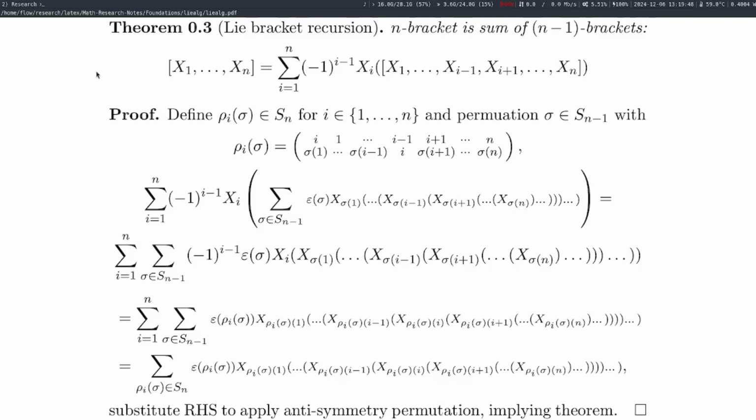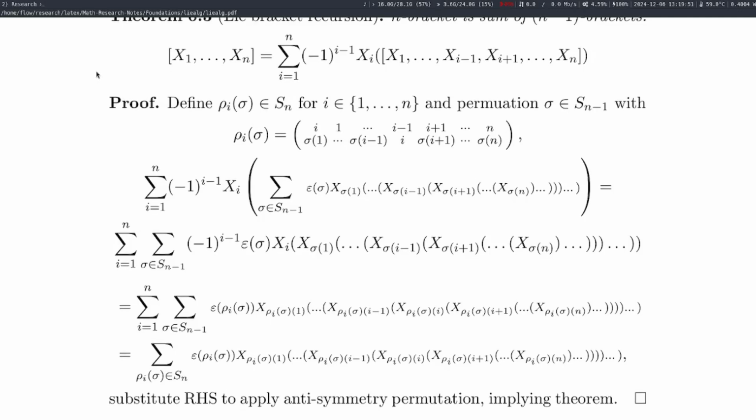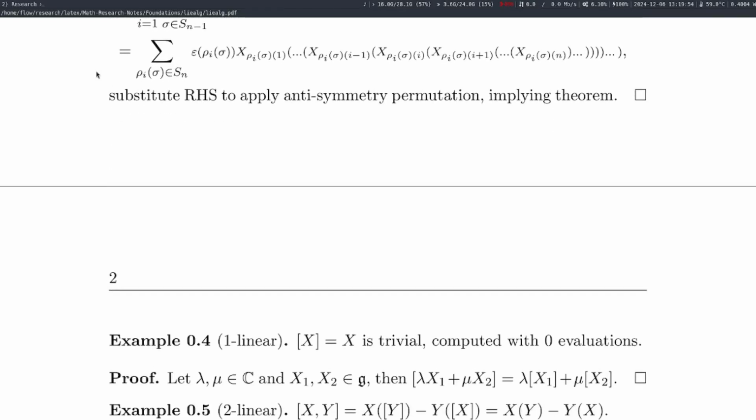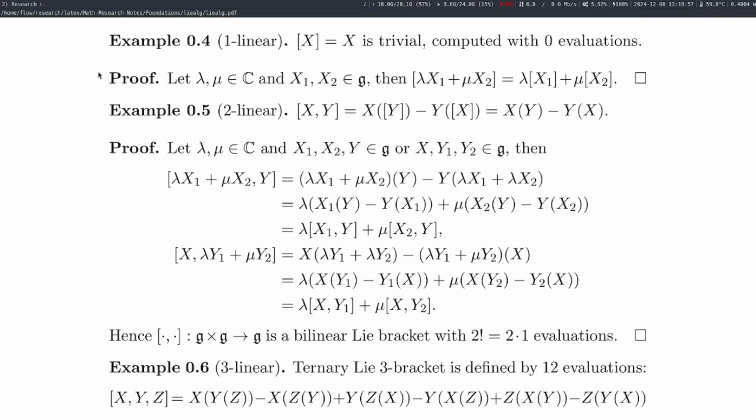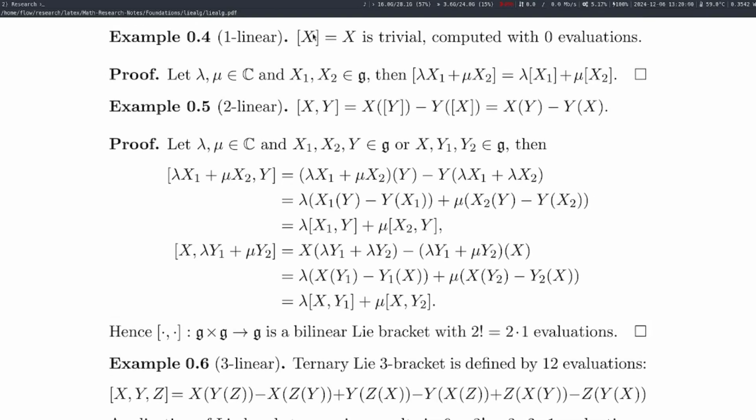So we're going to look at some examples now to see what they actually look like. We'll take a look at the one-linear case, which is trivial. If we apply a one-linear Lie bracket to x, then it's just equal to x. It's just a sum, there's only one way to permute it, and there are 0 evaluations. And it's one-linear because if we take two scalars and two elements, then we can apply the linearity rule to it.